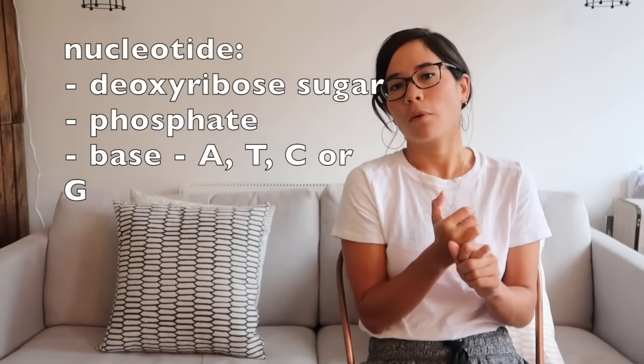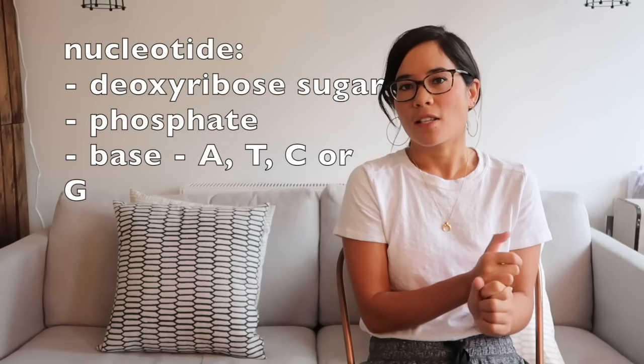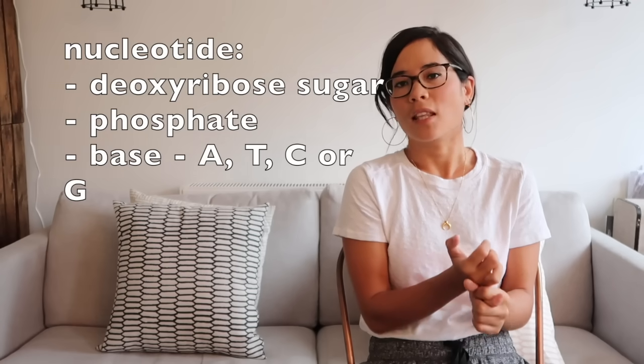Looking more in depth at the various names involved, nucleotide. A nucleotide is simply just 3 units made up of a deoxyribose sugar, a phosphate and lastly a base, so it could be either one of those bases I've just mentioned, so adenine, thymine, cytosine or guanine.